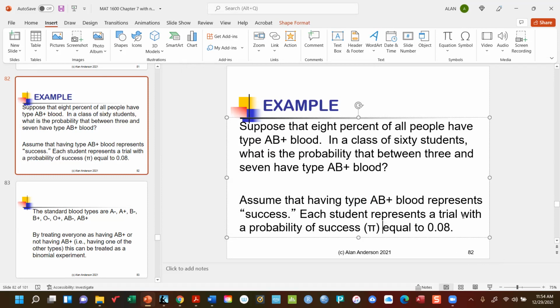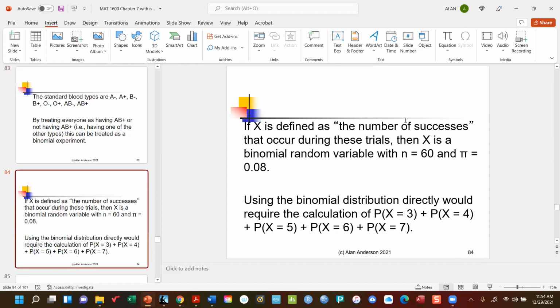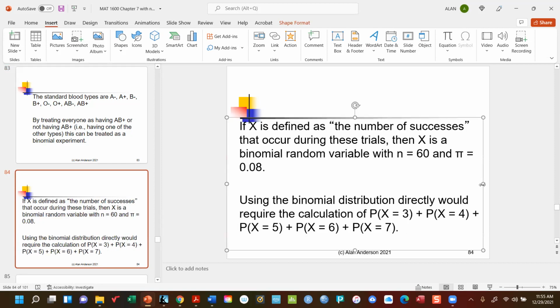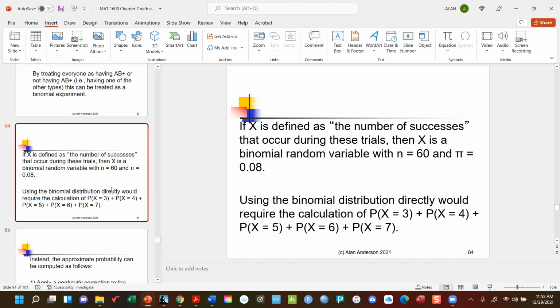And the trials, by the way, remember, we designate with the letter N. Okay, so N is 60 and pi is 0.08, because there's 60 students, and pi, the probability of having AB positive, is 0.08. Now, calculating this probability would mean calculating all of these individual binomial probabilities and adding them up. That's not that many, but it's still a lot of work. So we want to try a quicker approach that will give us an approximate answer that's pretty close.